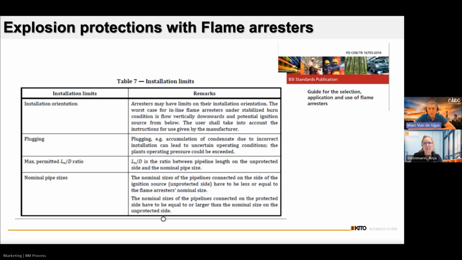Flame arresters are certified by notified bodies under certain conditions. One of the conditions is that the nominal size of the pipeline at the site where the ignition is, which is called the unprotected side, shall be either equal or less. And sometimes we see that this is not the real situation, that there is a reduction, as you can see in the next slide.